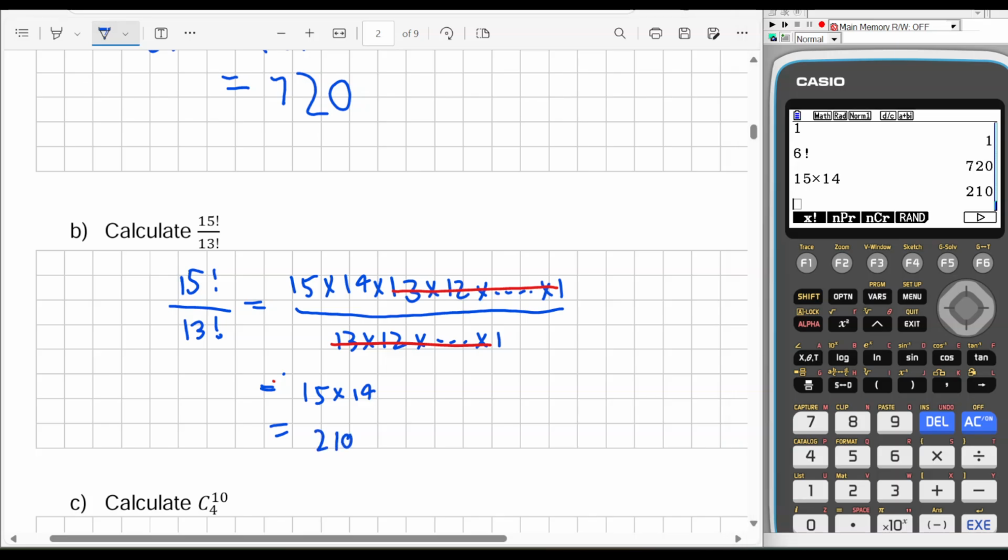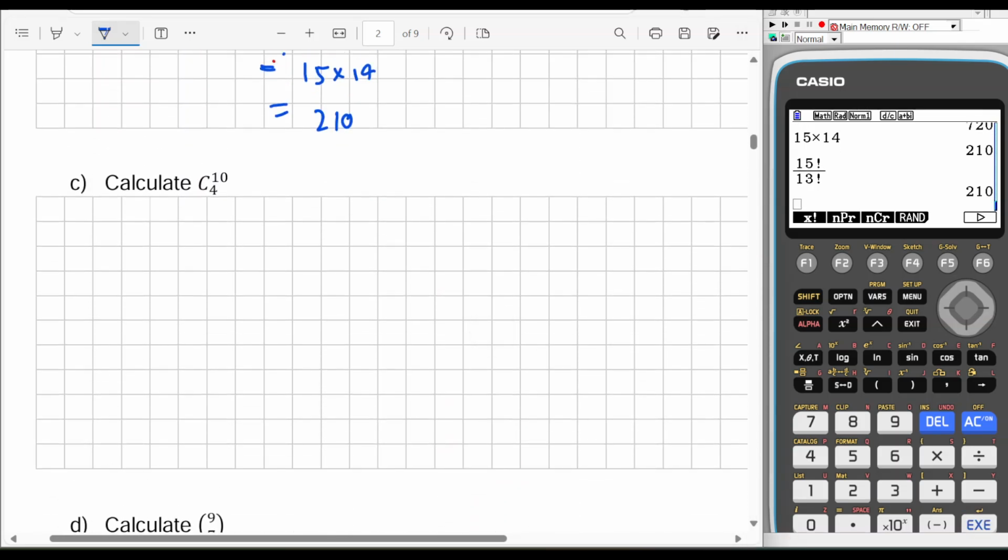Now, if you wanted to do it on your calculator, you could go 15 factorial over 14 factorial. Again, because these questions are just 1 mark, you can do it on your calculator if you want, but I'd recommend practicing it by hand. Sorry, that should have been 13 factorial on the bottom. And again, good to double check your answers, otherwise you might have got something wrong.